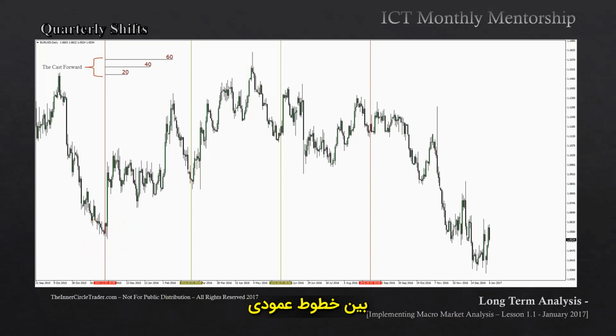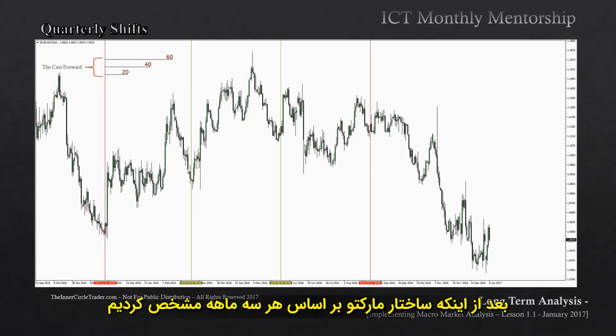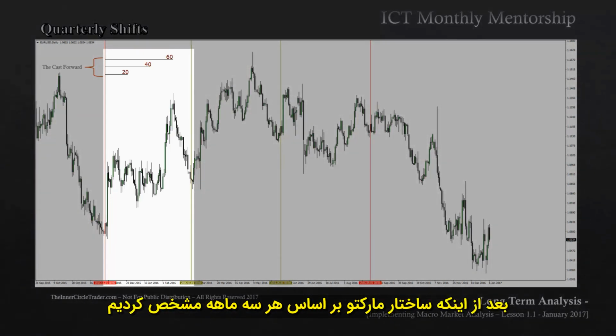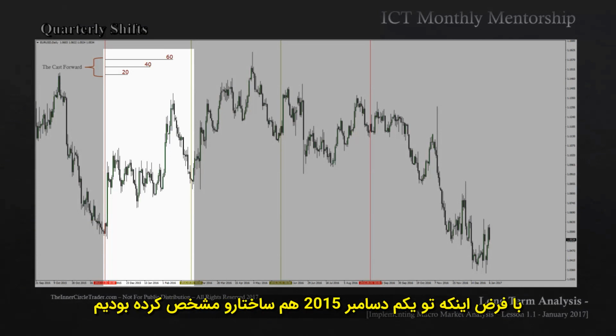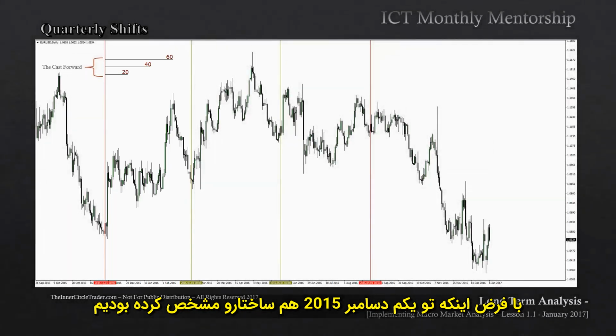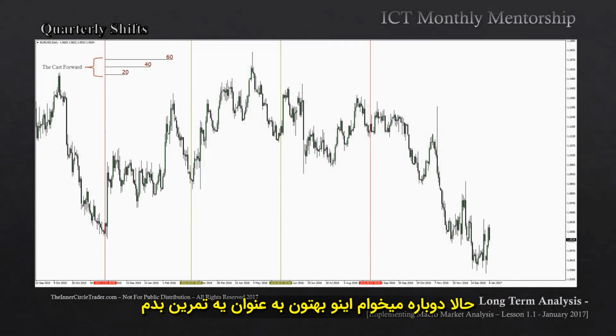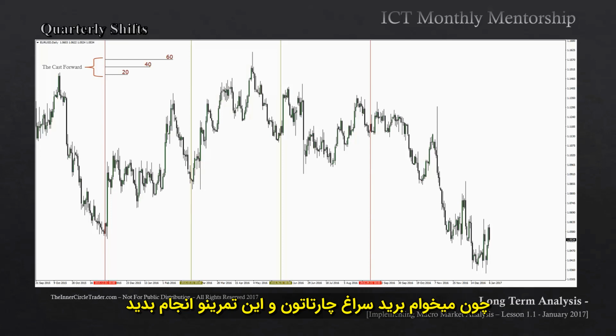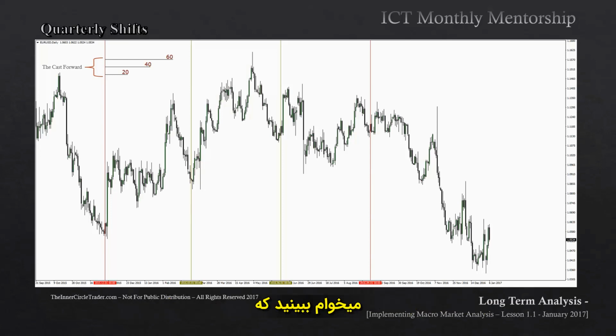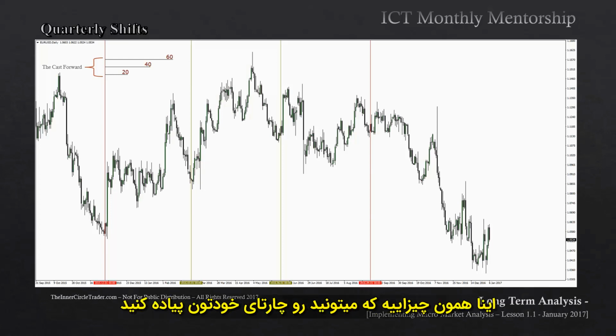In between the vertical lines, once you have calibrated your market structure on a quarterly basis, and we're assuming back in 2015, December 1st, that we would have calibrated there. Now, again, I'm going to give you this as homework because I want you to go through your charts and do this very exercise, and you're going to see it's not form-fitted.